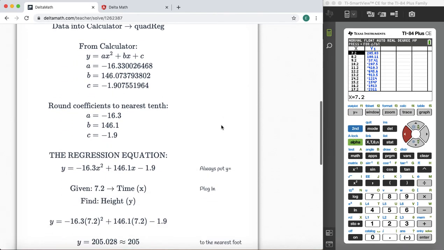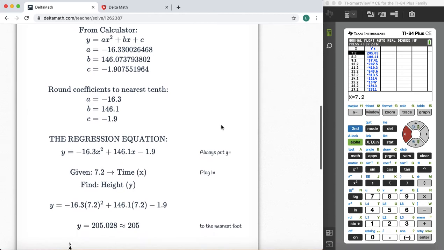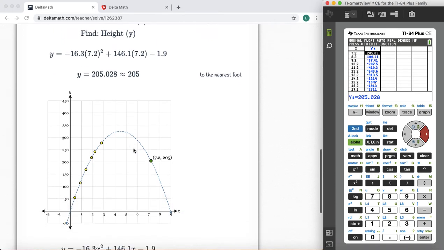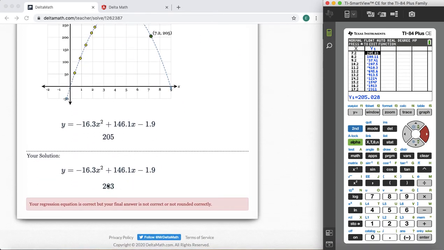Round the coefficients. Oh, hey guys, guess what I did? I didn't read my calculator correctly. So I should get 205. And that is what I forgot to type in. I typed 203. I should have typed 205. That was my bad, but we did do it correctly. I just forgot to type this in. The equation's right, but I forgot to type this in right.